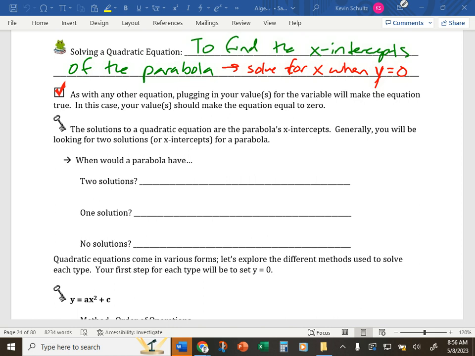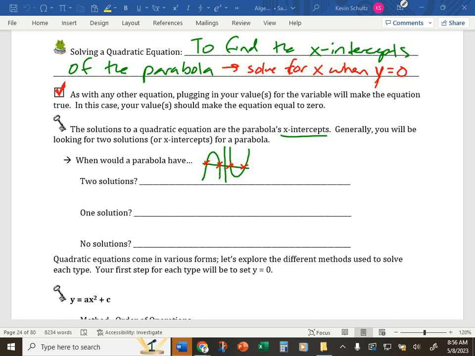Okay? And think about what parabolas are. It says the solutions to a quadratic equation are the parabola's x-intercepts. We talked about that. Generally, you'll be looking for two solutions or x-intercepts for a parabola. A parabola has two solutions when it crosses the x-axis twice, right? As most parabolas will. Okay? This would be a solution here. This would be a solution here. It's got two of them, right? If it opens up, it crosses it twice. This would be a solution here. This would be a solution here.